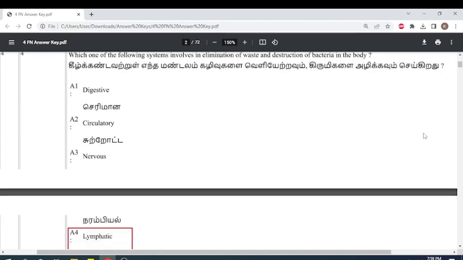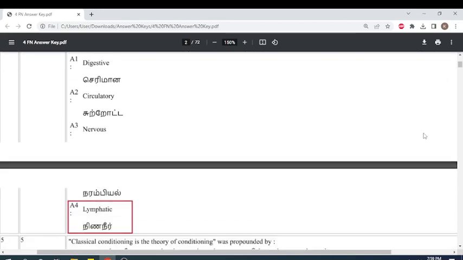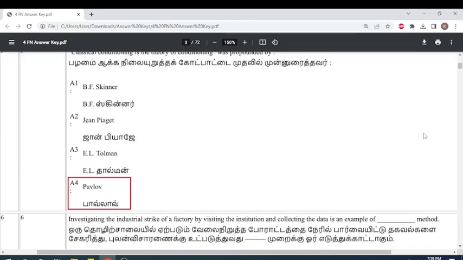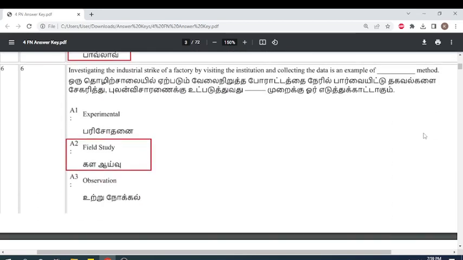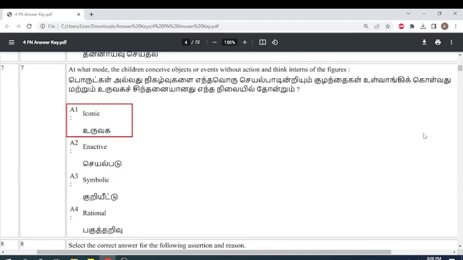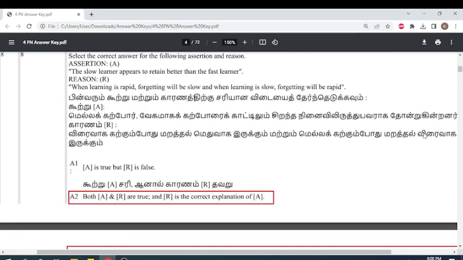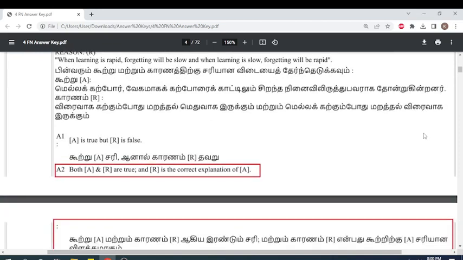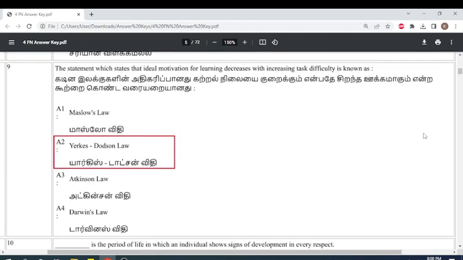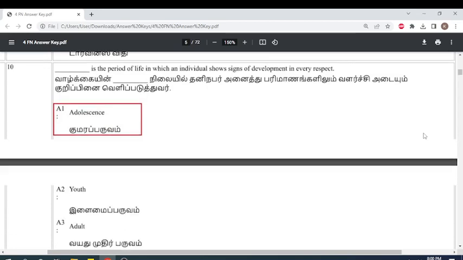Fourth question kana answer A4. Fifth question kana answer A4. Sixth question kana answer A2. Seventh question kana answer A1. 8th question kana answer A2. Ninth question kana answer A2. Tenth question kana answer A1.